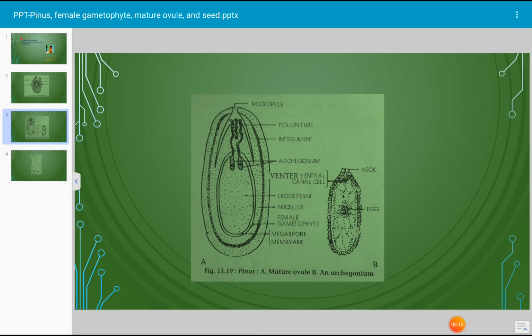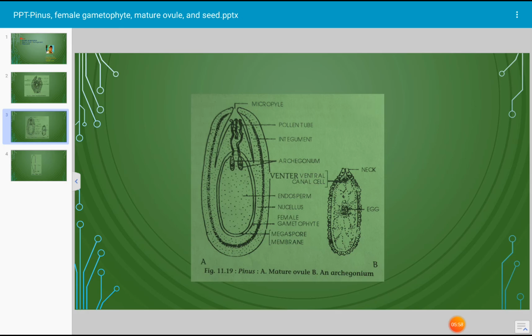The pollen tube advancing through the nucellus soon reaches the archegonium. The neck cell gets digested by the pollen tube, and very soon the pollen tube bursts open and releases the two non-motile male gametes. Male gametes are non-motile here, and the non-motile male gametes are released into the cytoplasm of the egg. One of the male gametes unites with the egg. The nuclei of the two fuse into a diploid nucleus. The nucleus of the other gamete soon disintegrates.